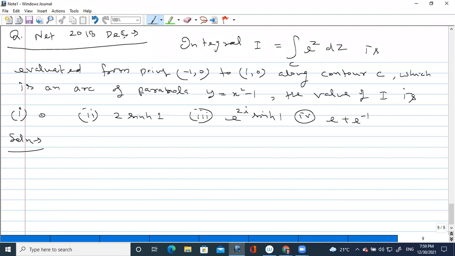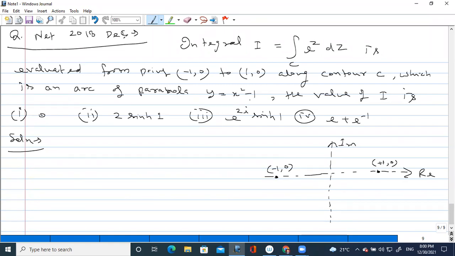What they have told, you have to go from the point -10 to +10 through this parabola. So that is your contour. So suppose this is my imaginary axis, this is my real axis. I have to draw this point -10 because this is on the real axis, this point is +10. So from this point up to this point you have to reach, and how? Through a parabola. This parabola is y is equal to x² - 1.